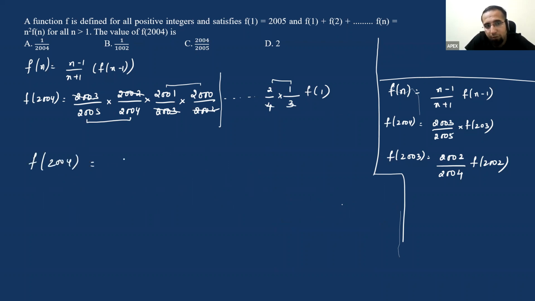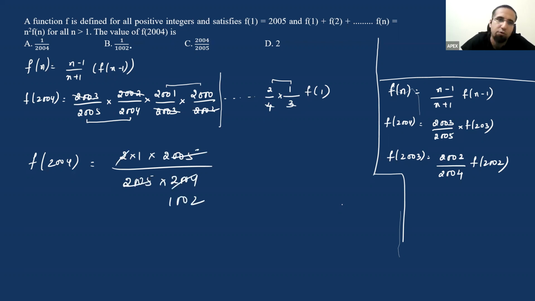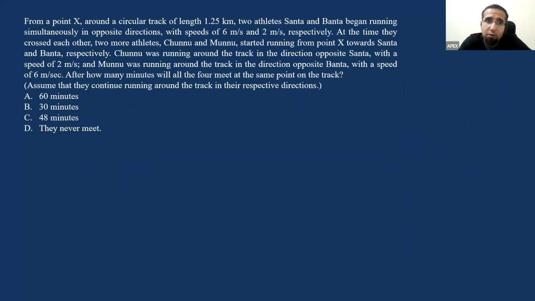So f of 2004 will be 2 into 1 into f of 1. F of 1 is 2005 divided by 2005 into 2004. 5 gets cancelled. 2 ones are 2, 1002s are. Therefore, your answer becomes option B, that is 1 by 1002. Clear, guys? So this becomes your complete answer. Right? So functions, understand when there's a series of functions given, you have to simplify on these lines.